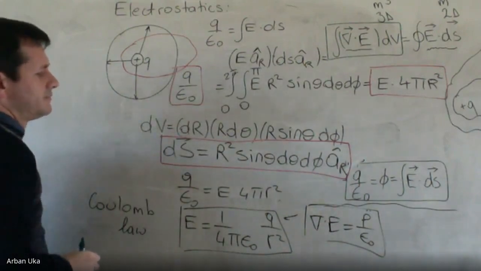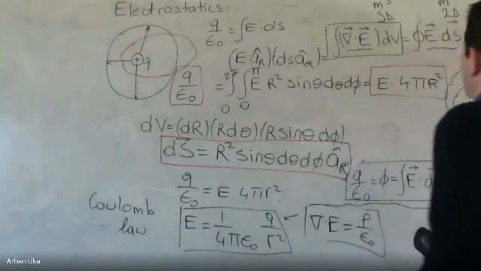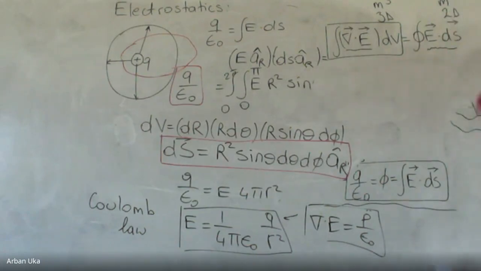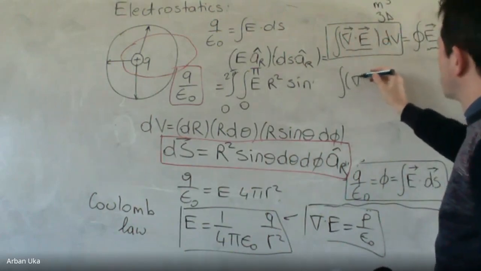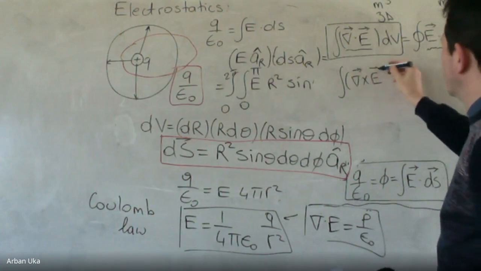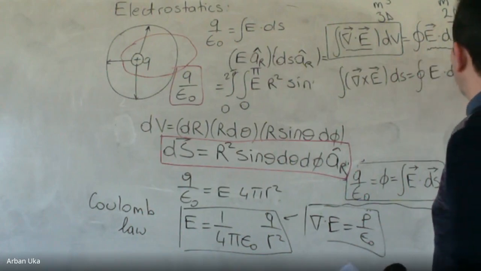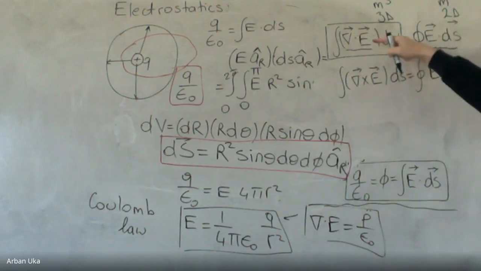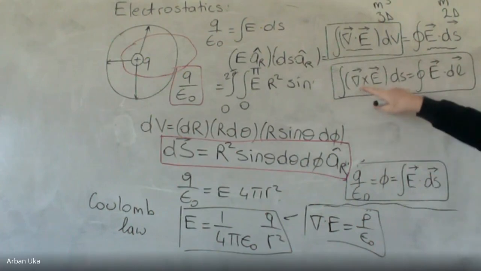Then from the second postulate, we can also derive something very useful for the sake of having these important laws next to each other. This was the divergence theorem. The Stokes theorem states that the integral of the curl of the electric field over dS is going to be equal to the integral of E dot dl. Okay? So this is the divergence theorem, this is the Stokes theorem, and let's see what we get from the second one. And it looks at the curl of E.